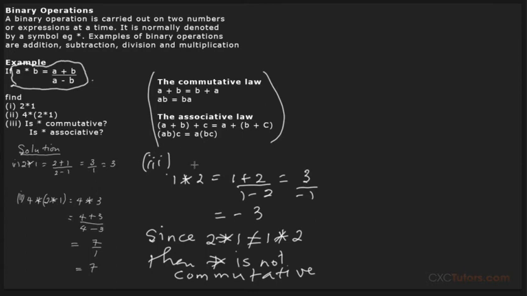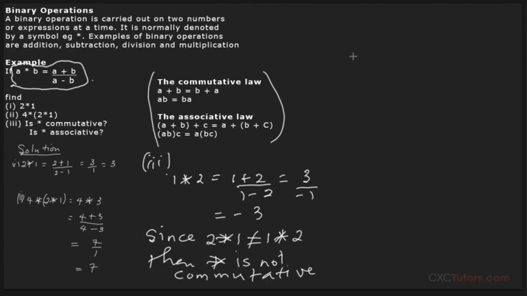We need 3 numbers to test the associative property. We know the value of 4 star 2 star 3. So if you look at the associative law, it says A star B in brackets star C on the outside must be equal to A on the outside star B star C. We realize that 4 star 2 star 3 looks like the right hand side of the associative law property. So what we now need to do is to work out the left hand side of the property.